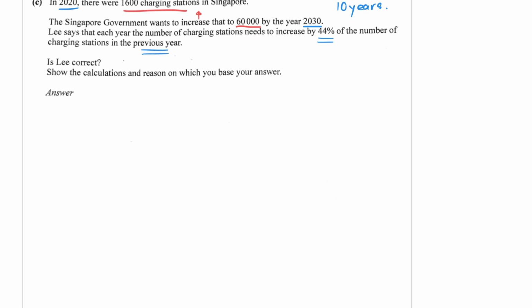So diagrammatically, it means basically 2020 to 2021. First, you start with 1,600 stations, right? It has to increase by 44%.